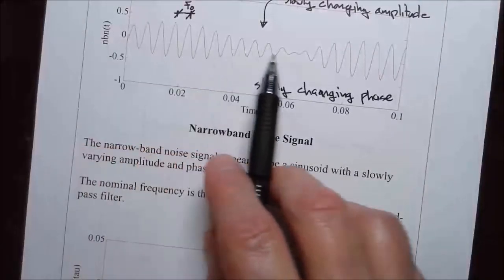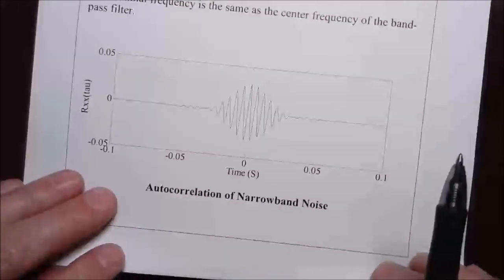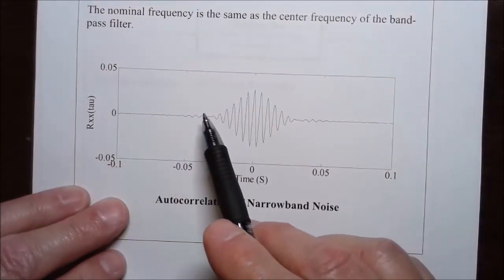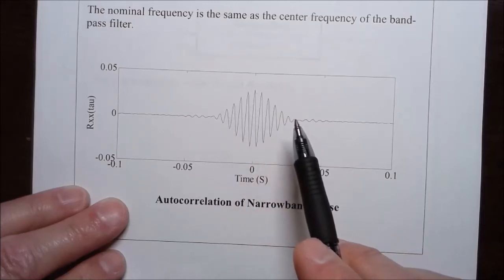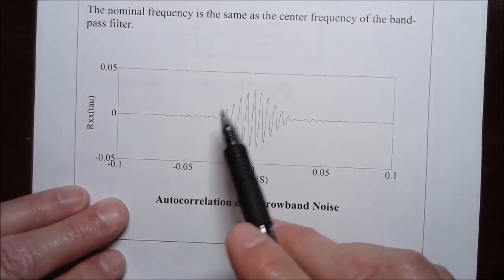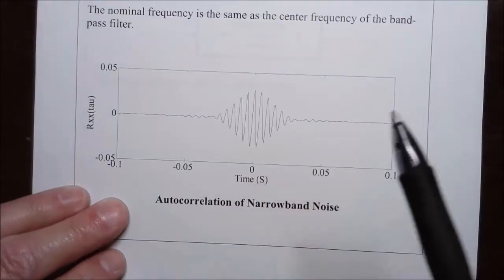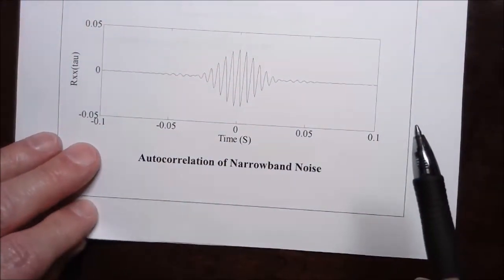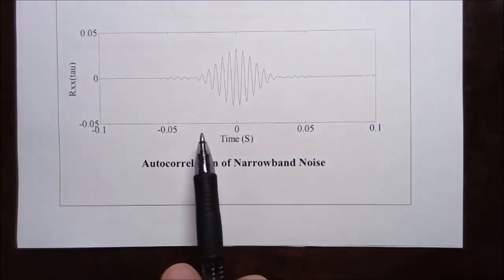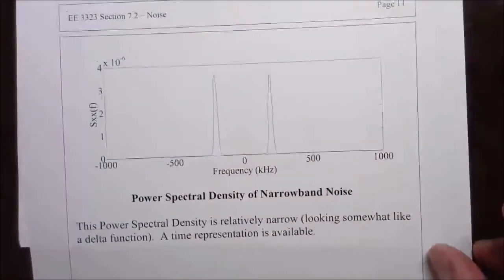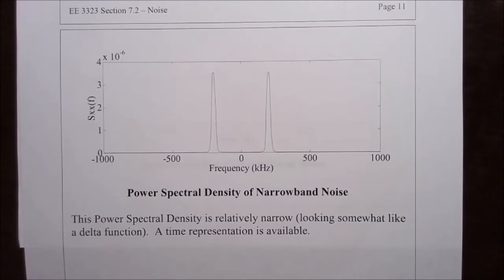If we take this noise signal and do an autocorrelation, this is the shape I get. This envelope looks like it might be some kind of sinc squared shape. It's not really a triangle, though it looks kind of triangular. This was numerically found by taking the Fourier transform of this random signal, and it gives us this autocorrelation. Now, the power spectral density of this narrowband noise is found by taking the Fourier transform of this autocorrelation. So I had MATLAB do that, and this is the result of the Fourier transform.